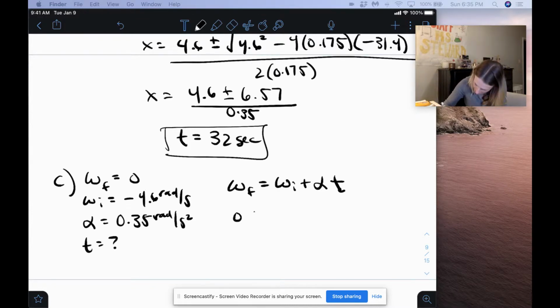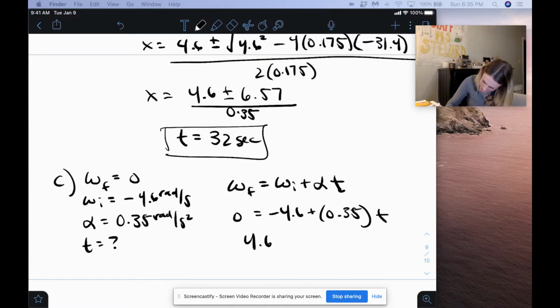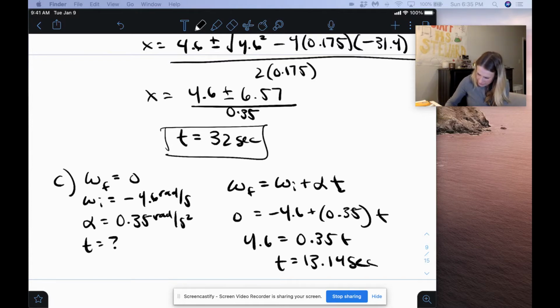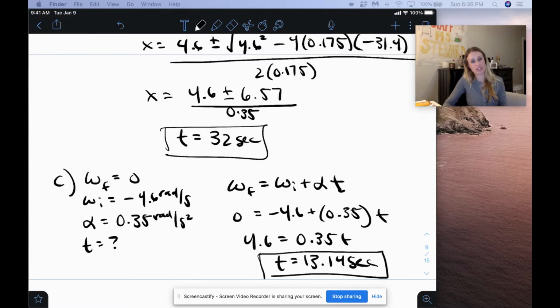So this is 0 equals a negative 4.6 plus angular acceleration 0.35 times time. So we get 4.6 equals 0.35 t. Time ends up being 4.6 divided by 0.35, which is 13.14 seconds. So for a more accurate description for part B, we would say that the grindstone slows to a stop at 13.14 seconds and then starts moving in the counterclockwise positive direction.